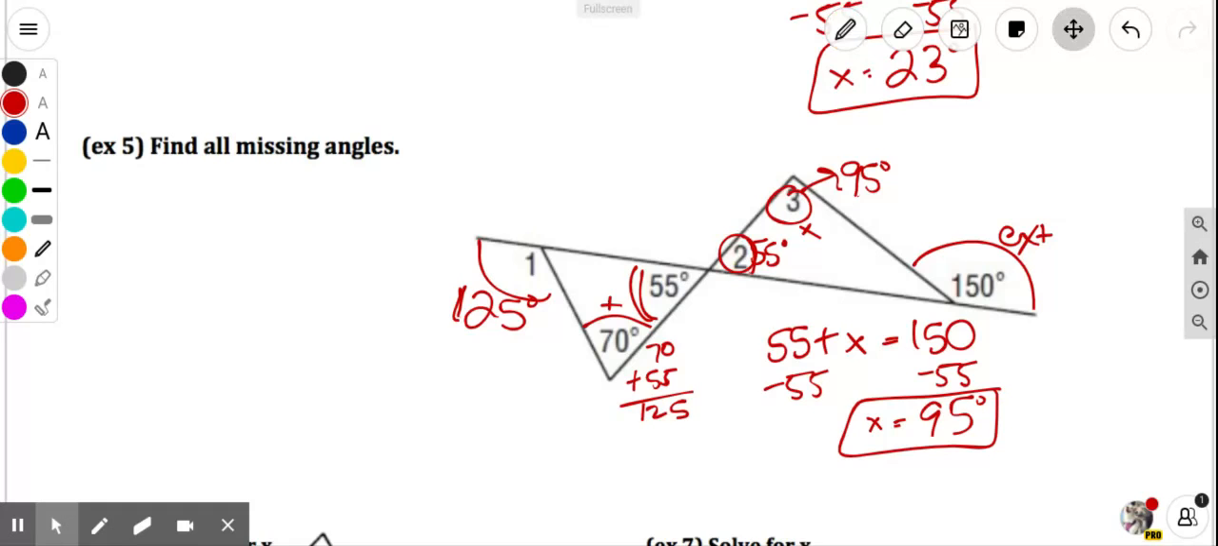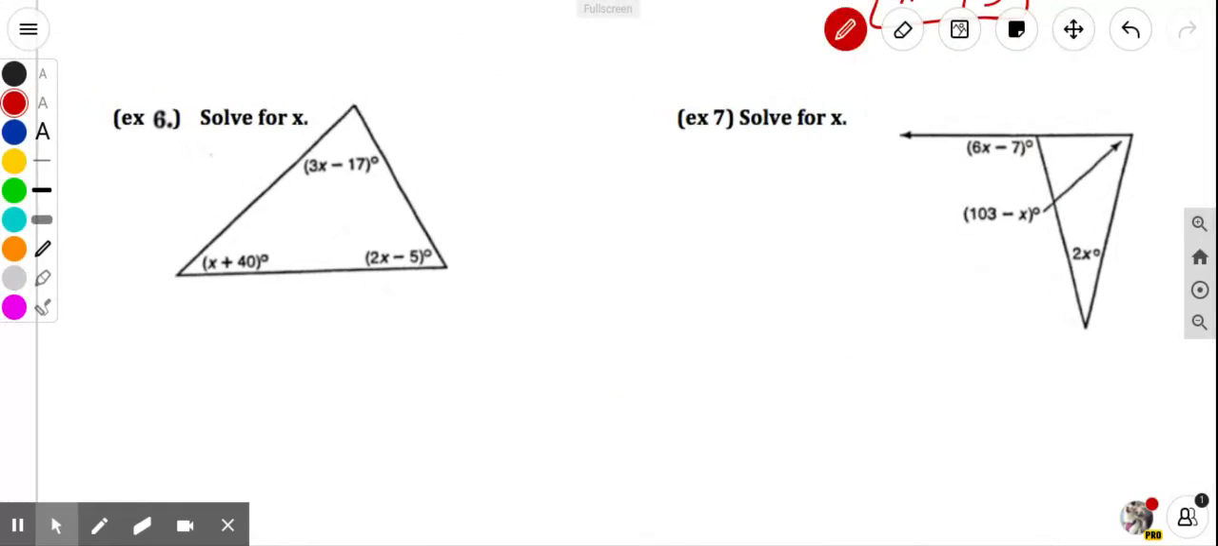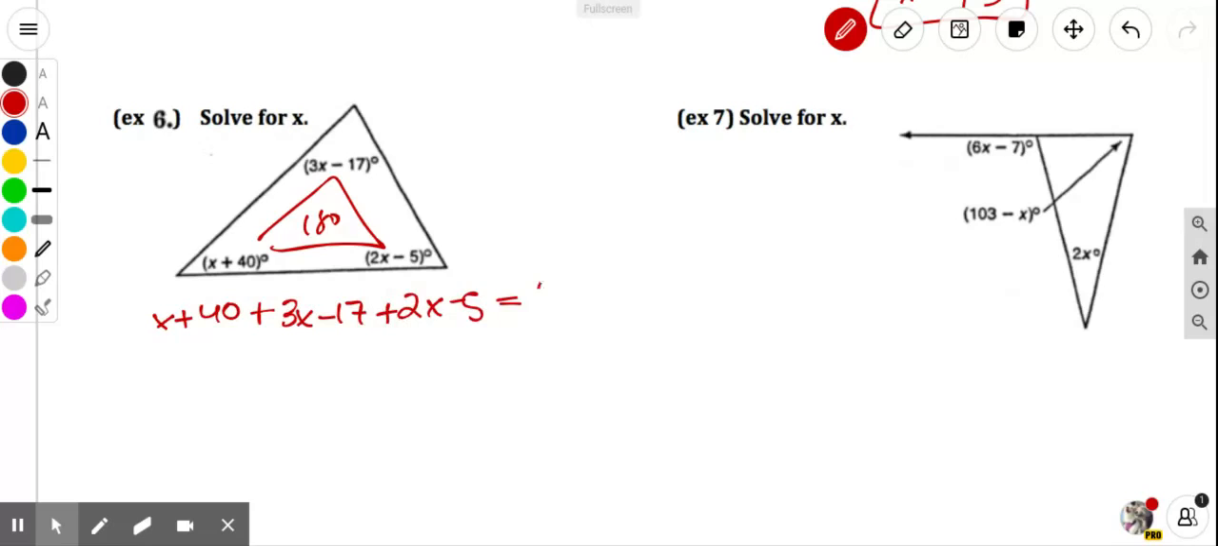Okay. The last two examples are examples involving algebra. So something like angle 6, these are all interior angles of the triangle. The interior angles add to 180. So all you're going to do is add the three angle expressions: x plus 40 plus 3x minus 17 plus 2x minus 5, and set it equal to 180. Then from there, we're going to combine like terms. So x, 3x, and 2x, that would be 6x.